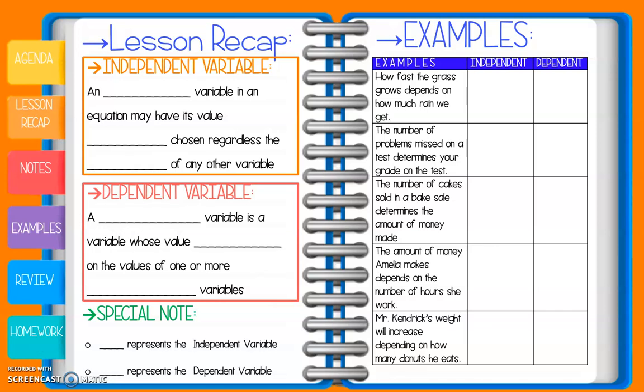Today in class, we talked about independent and dependent variables, and we talked about writing two variable equations. Okay, so let's first review what is an independent variable and what is a dependent variable.